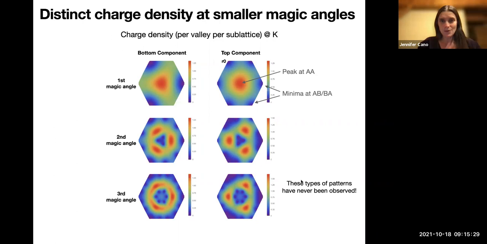There's an important consequence of this, which is that the interacting physics is determined by projecting the Coulomb interaction into flat bands. And what is the Coulomb interaction? Well, it comes from density-density type interactions. And so if the charge density is different at these different magic angles, then the Coulomb interaction is going to be different at the different magic angles. So that makes us predict that there'll be a different type of effective Coulomb interaction at the second and third magic angle as compared to the first, and that will probably lead to different types of interacting phases.